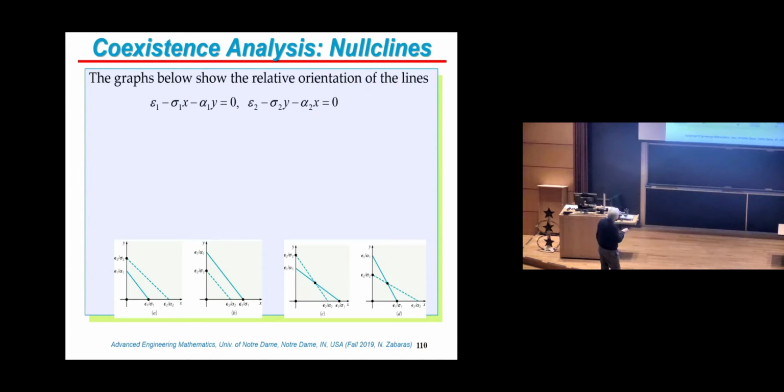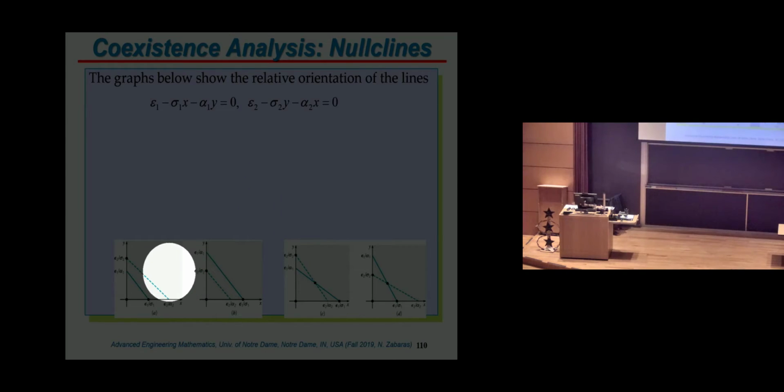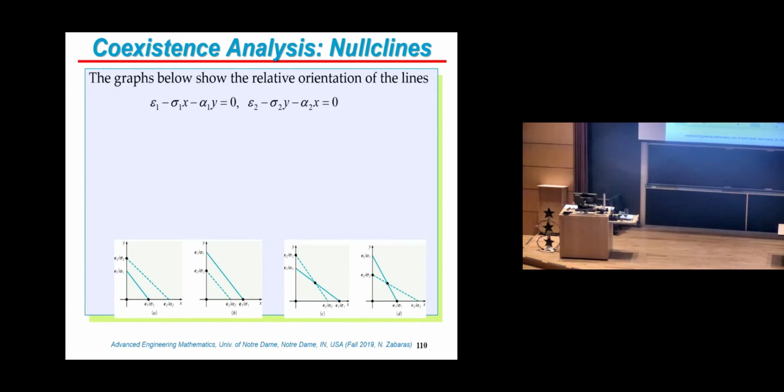And if you plot these equations for different values of the parameters, you have these 4 different situations that you see here. Obviously, in the first 2 cases, they don't intersect, so you cannot have coexistence in this case. Now, the other 2 cases intersect, so this is a possible coexistence. You don't really know if it is stable. This is also a possible coexistence. You don't really know if it is stable.